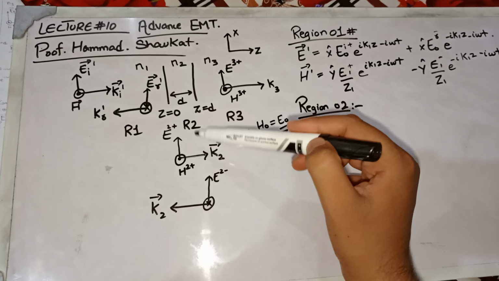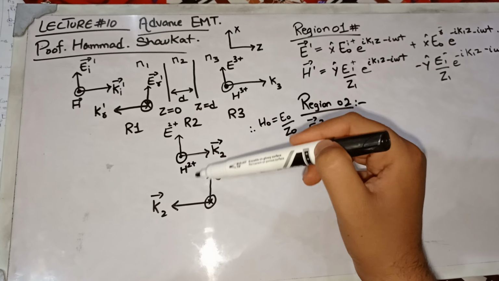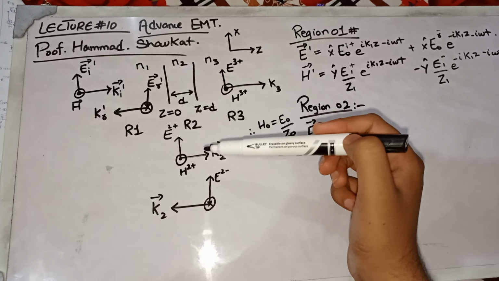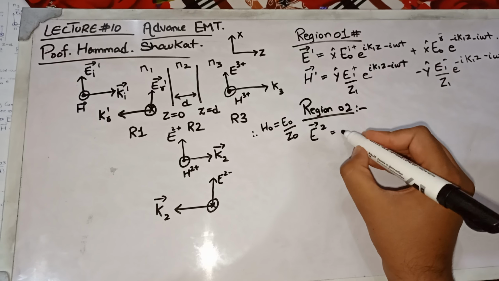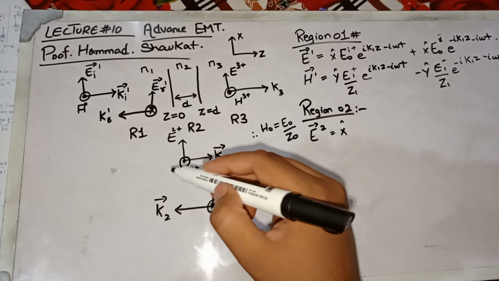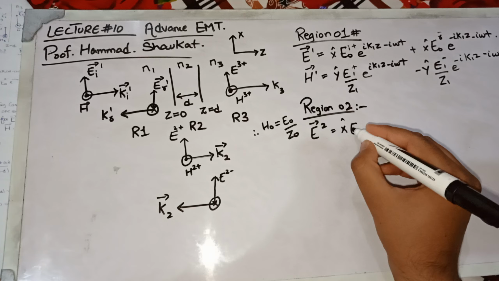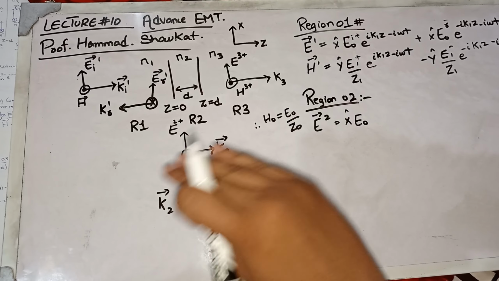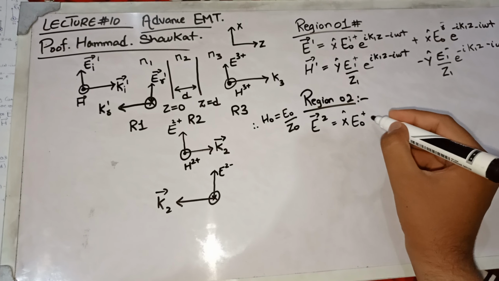These are the diagrams, these are the two diagrams which we have to consider. In the second region, you know that the electric field is in the same x direction, positive x, so x cap. And for the magnitude of the electric field, E naught, and because this is the going wave, it is always denoted by plus sign.